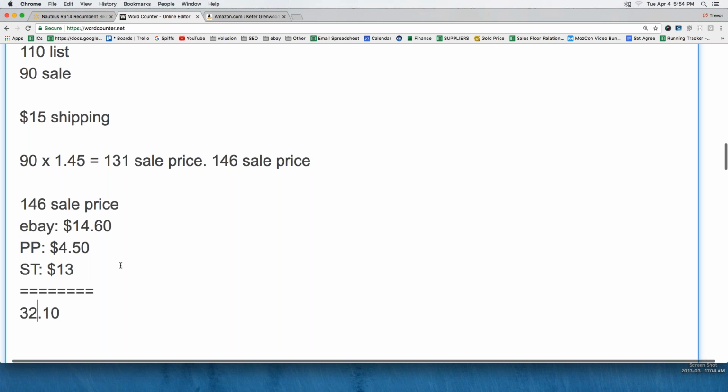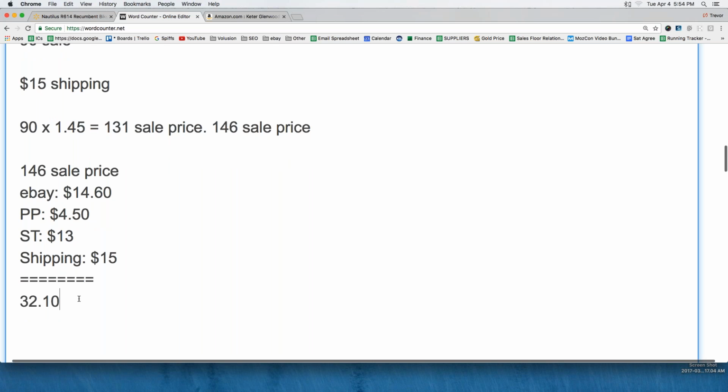Plus shipping. So we're forgetting about shipping here. I should add shipping to the mix. Shipping is 15. So let's add that in. 3210 plus $15 of shipping. That's 4710.